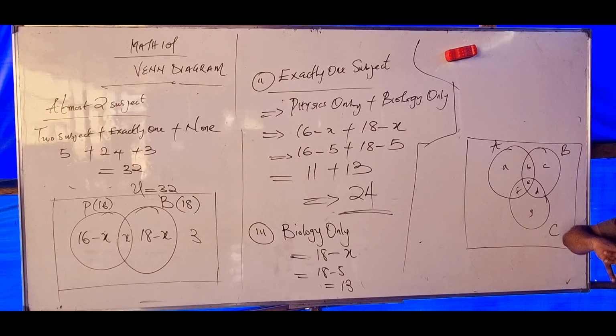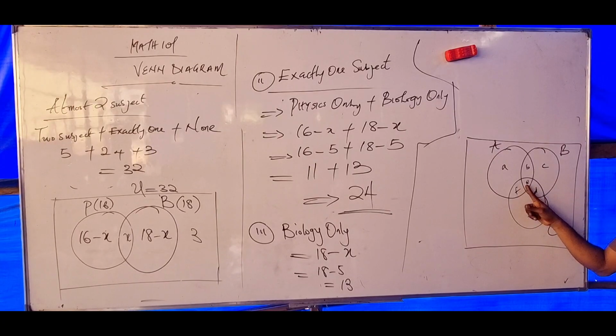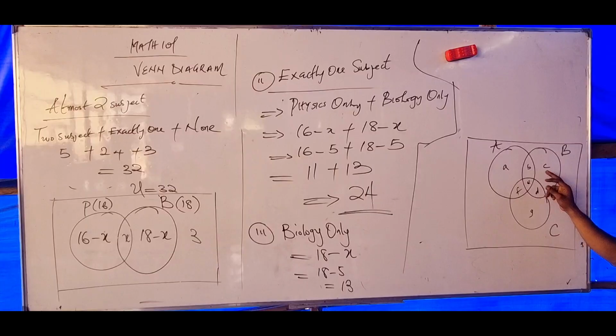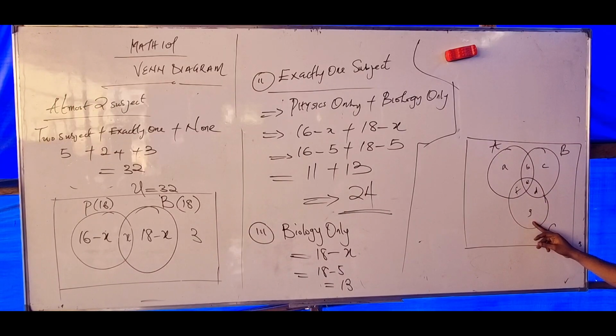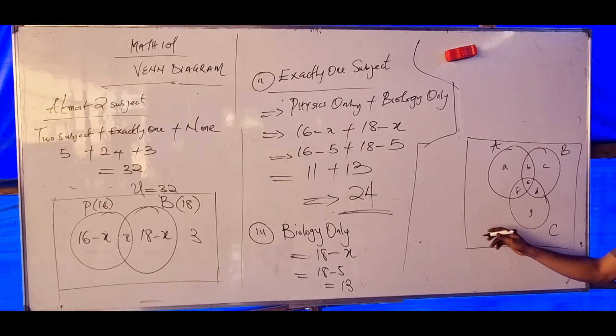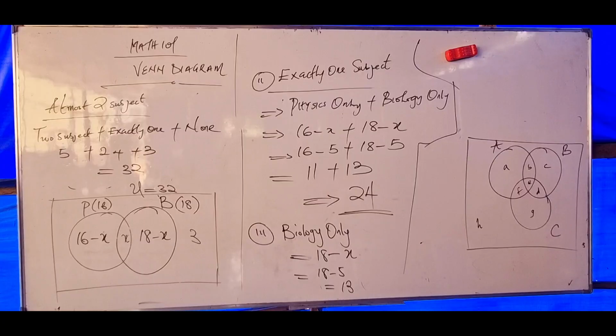Then those are offered the 3, A. Right? Intersection. Are you following? Then when they say exactly 1, it means what? A plus C plus what? G. Is that clear? Let's say we have H here outside.